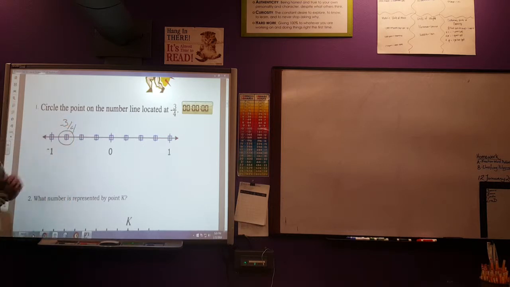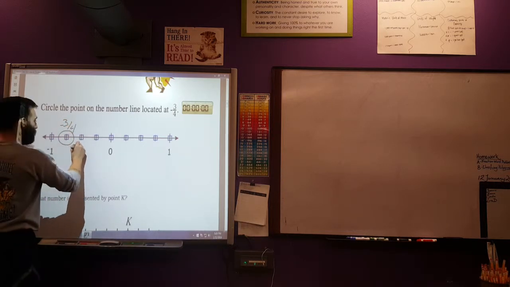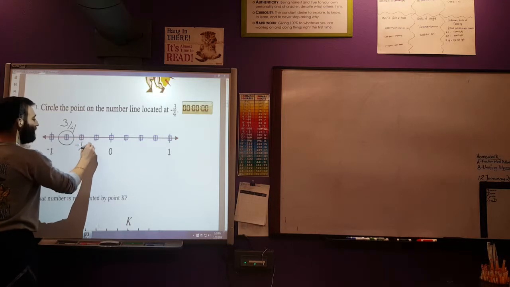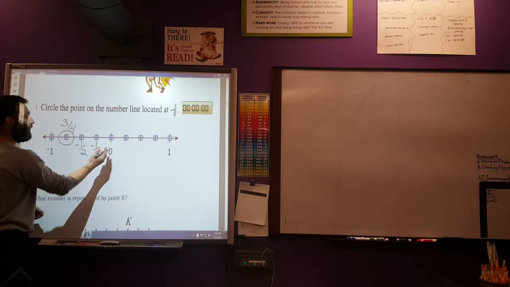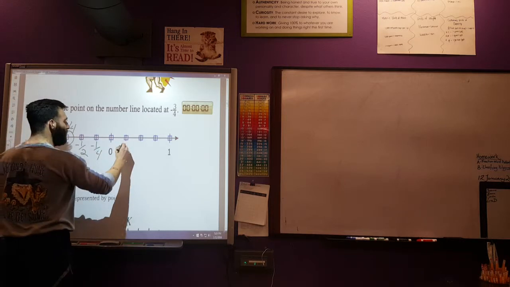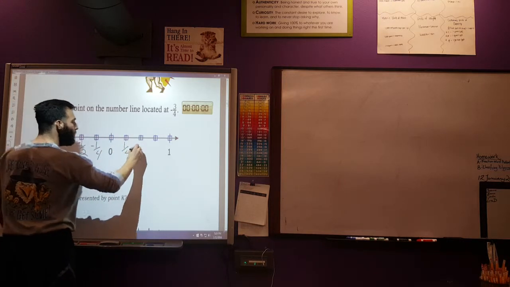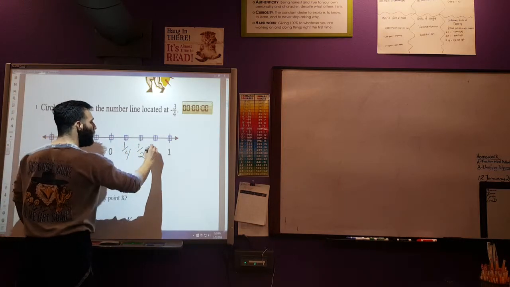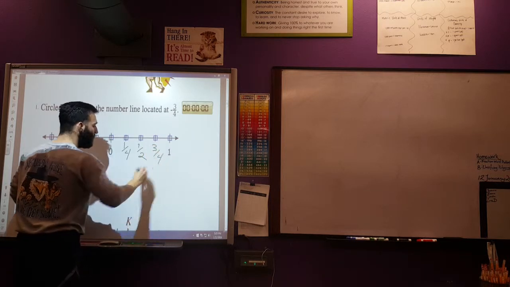Now, if I wanted to fill in the rest of my number line, I could do it just like this: -1/2, -1/4, 0, and then just the opposite on the other side: 1/4, 1/2, and then 3/4.